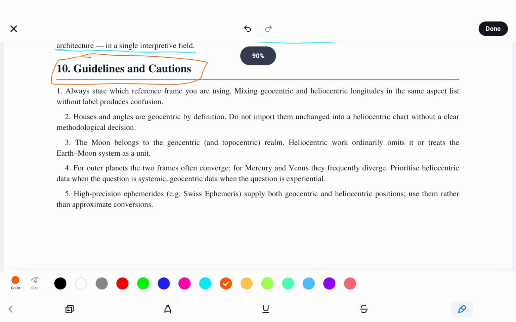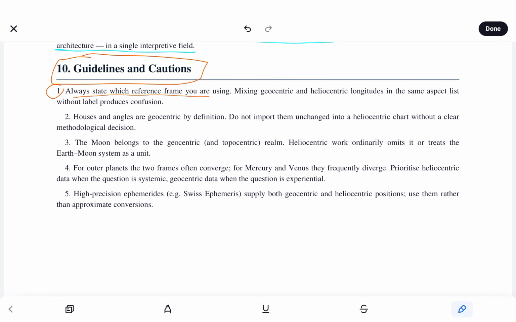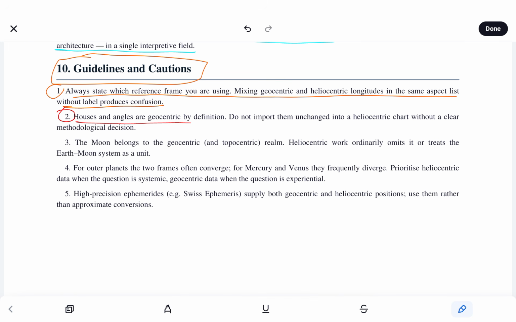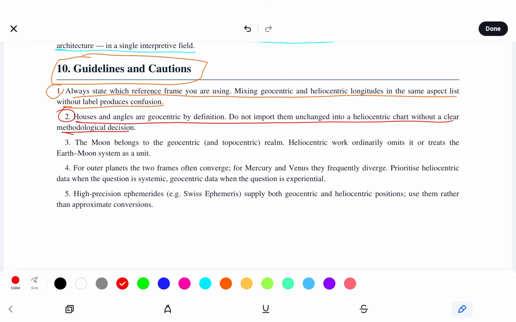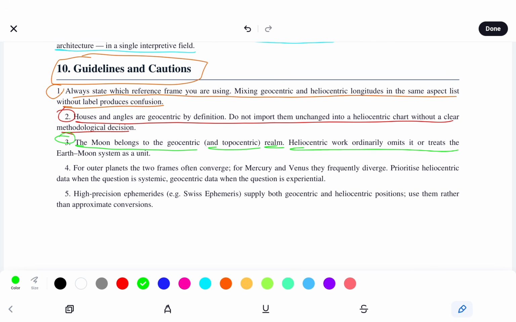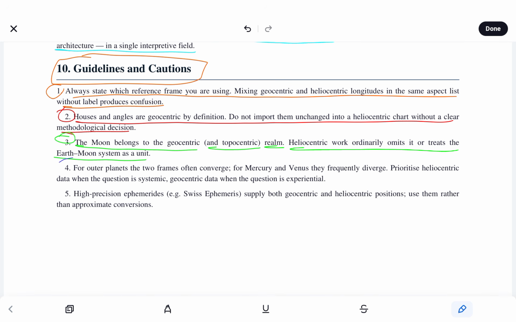So first, always state which reference frame you are using. Mixing geo and helio longitudes in the same aspect list without labels produces confusion. Next, houses and angles are geo by definition. Do not import them unchanged into a heliochart without a clear methodological decision. Next, the moon belongs to the geo and topocentric realm. Helio ordinarily omits it or treats the Earth-Moon system as a unit.